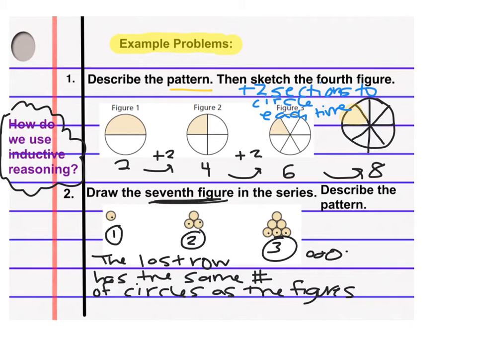1, 2, 3, 4, 5, 6, 7. 1, 2, 3, 4, 5, 6. 1, 2, 3, 4, 5. 1, 2, 3, 1, 2, 1. And that is the 7th figure.